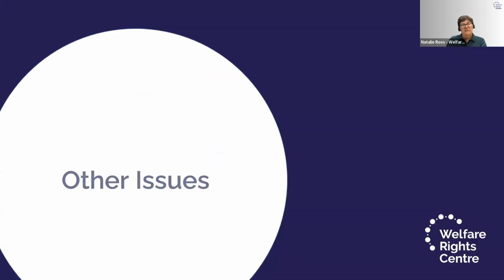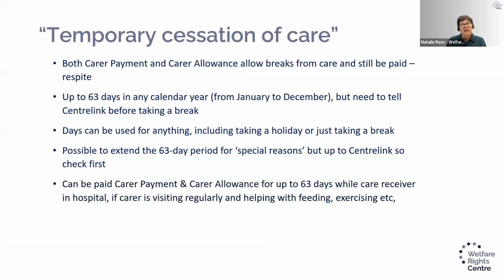All right, we're going to look now at a few other issues that come up for people getting carer payment or wanting to get carer payment or carer allowance. Because this topic is about caring, we're necessarily looking at situations where the care receiver may at times be in hospital, or where the person giving the care needs a break from caring. Those situations are called temporary cessation of care in the legislation and the Social Security Guide. So let's have a look at what happens in those situations.